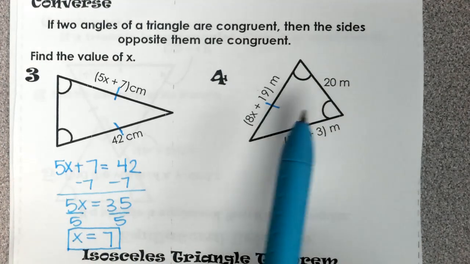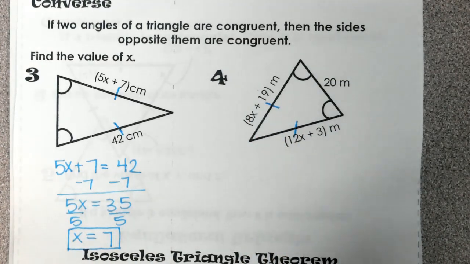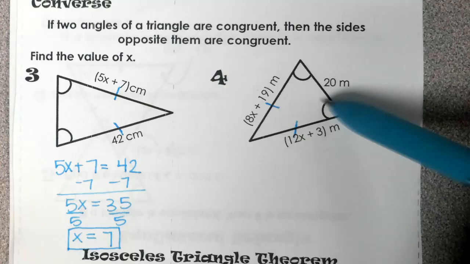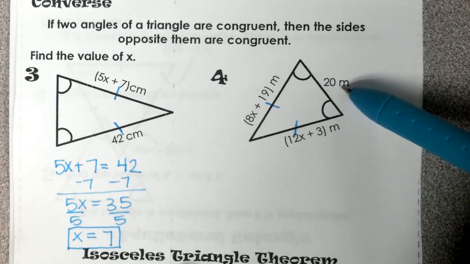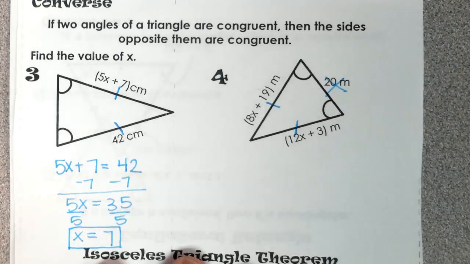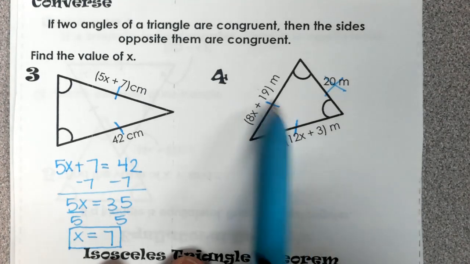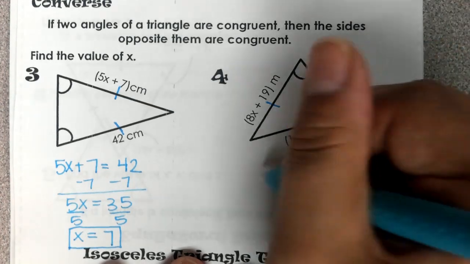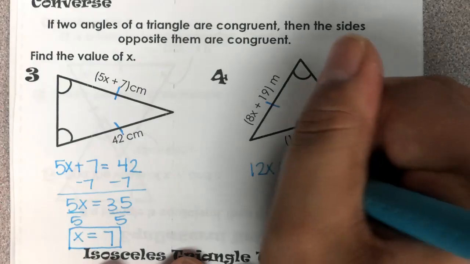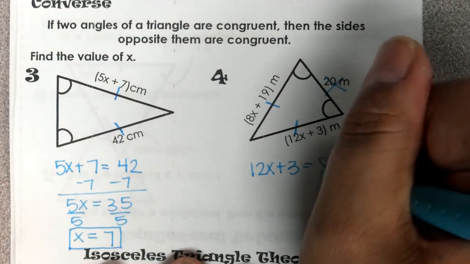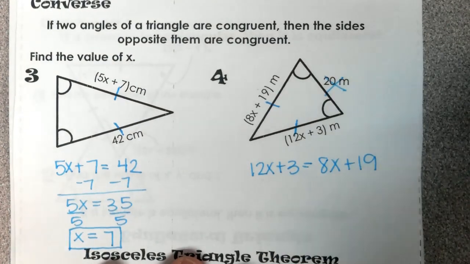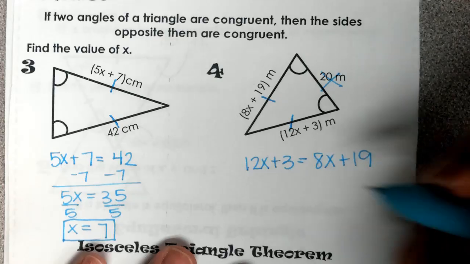For example 4, we actually have extra information. Do I know anything about this base of 20? Nope, it does not matter. What do I know about these two sides? They are equal, so I'm going to set them equal. 12x plus 3 equals 8x plus 19. And solve.